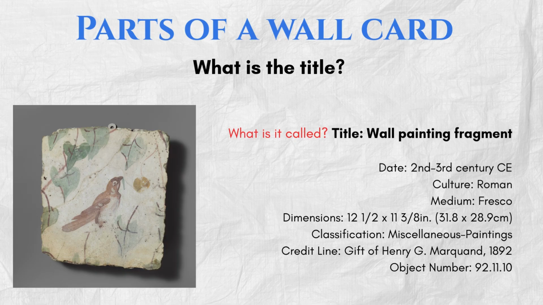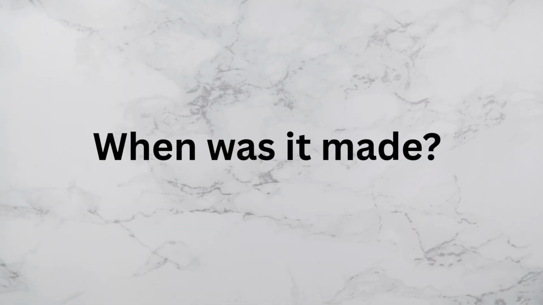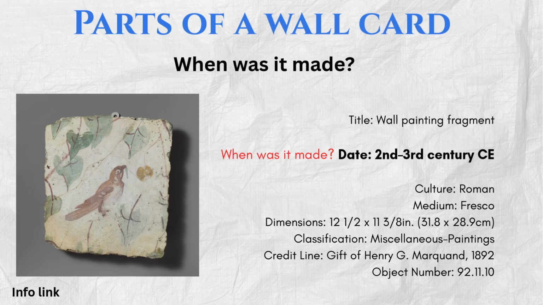Second, we see when it was made. Sometimes the date of the art is known, sometimes not. If the approximate date is known, it will say so via being circa. When was it made? If there is a date, it will say so or give a good idea as to when the experts believe it was created.